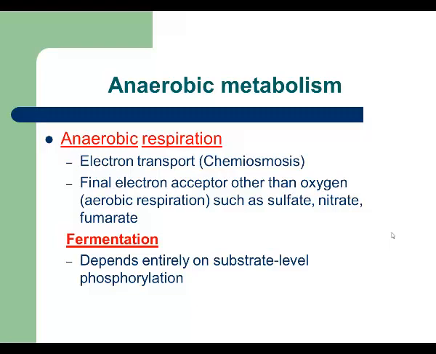For aerobes, the terminal electron acceptor is always oxygen. For anaerobes, the terminal electron acceptor is something else: sulfates, fumarates, nitrates. But what is the second way that anaerobic bacteria use to make ATPs? The second way is called fermentation.